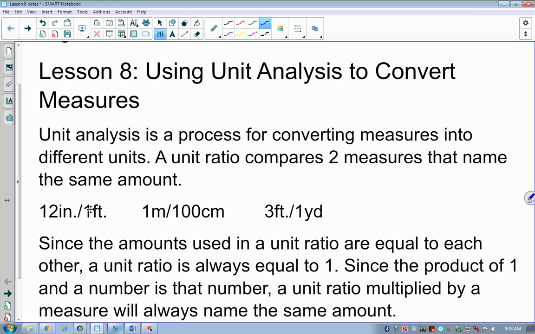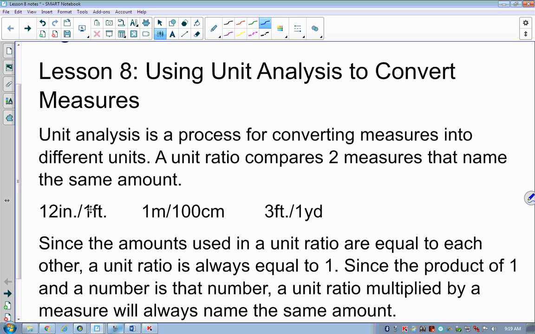Does anybody know the difference between weight and mass? This is a good science question for you. What's the difference between weight and mass? Does your mass ever change? Can your weight change? Based upon what? Gravity. Because gravity on the moon is not the same as gravity here. So what you weigh can change, but you will not. Okay, that's the difference between mass and weight.